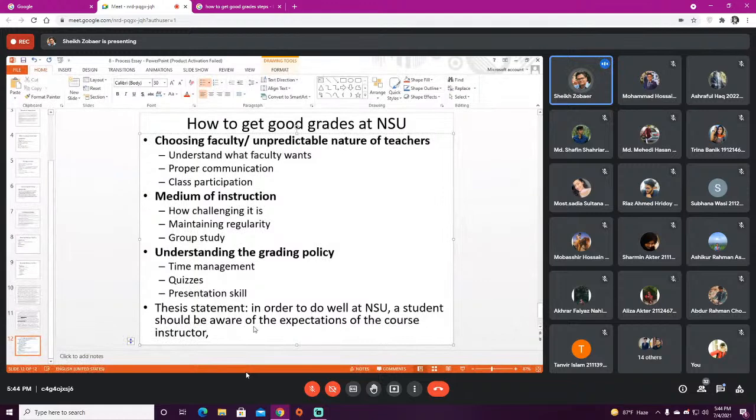Meaning choosing faculty carefully. All right, you see, I'm just saying the same thing in a different way. Then, okay, the second point is medium of instruction. So how do we say it? What's the better way of expressing it?